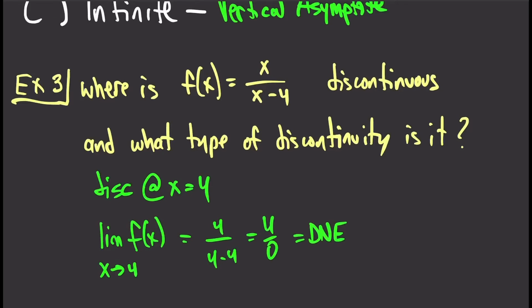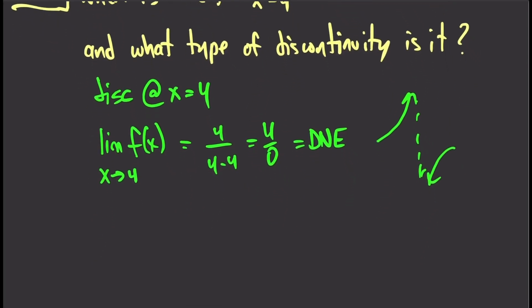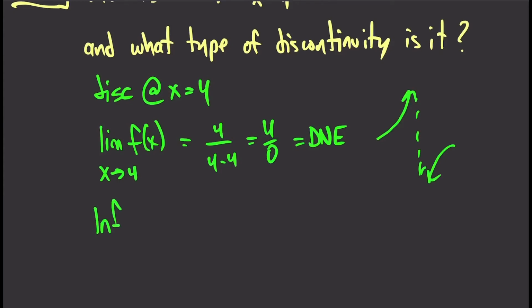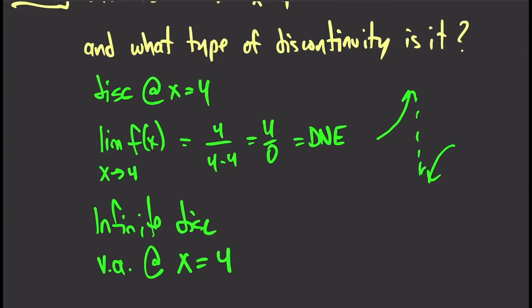So what do we know? We know that it has discontinuity. The limit does not exist. So visually, I'm going to have something that kind of looks like this. Okay, so I'm going to say that's a vertical asymptote. I have infinite discontinuity. That means I have a vertical asymptote at x equals 4, where the limit does not exist. That is your vertical asymptote.